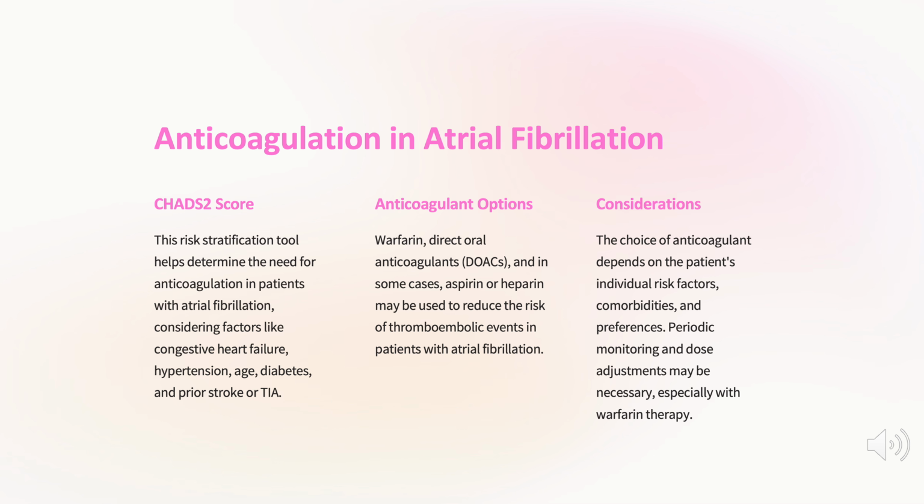Anticoagulant options: warfarin, direct oral anticoagulants, DOACs, aspirin, or heparin may be prescribed based on individual risk profiles and preferences. Considerations: factors such as renal function, bleeding risk, drug interactions, and patient compliance influence the choice of anticoagulant. Close monitoring and periodic adjustments, particularly with warfarin, are essential for optimal outcomes.